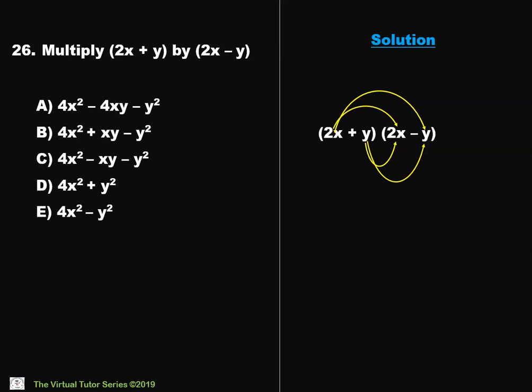2x times 2x is 4x squared. 2x times negative y is negative 2xy. Y times 2x is 2xy, and y times negative y is negative y squared. So we have 4x squared minus 2xy plus 2xy minus y squared. Negative 2xy plus 2xy cancel out. Therefore, we have 4x squared minus y squared. The correct answer, therefore, is option E.